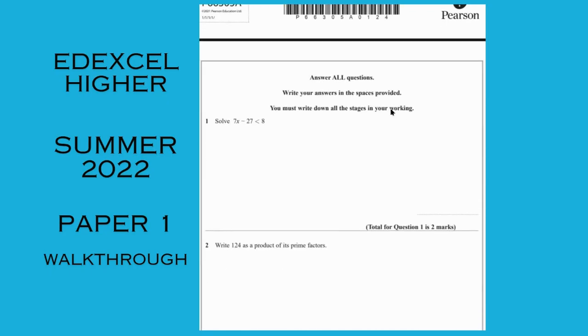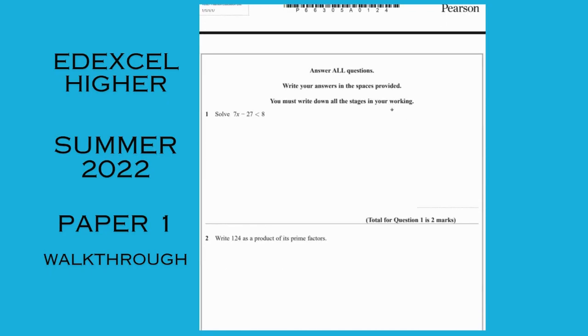Here we go. Number 1, standard inequalities, but just treat it like an equal sign, just do opposites. Do the same to both sides, however your teacher normally describes it. Setting up, add 27 to both sides, dividing both sides by 7.